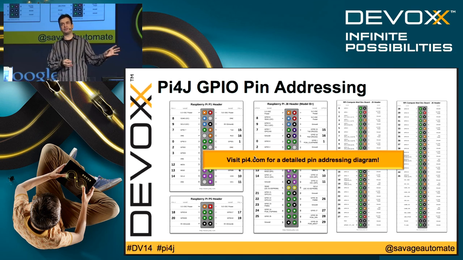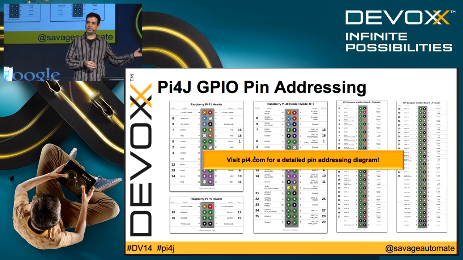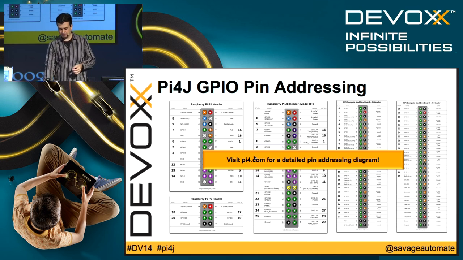Again, there are a variety of different Raspberry Pi models. You can visit pi4j.com, select the model of Raspberry Pi that you have, and then you can view a pinout mapping of all the different pin numberings to understand what pin address you will need to use.